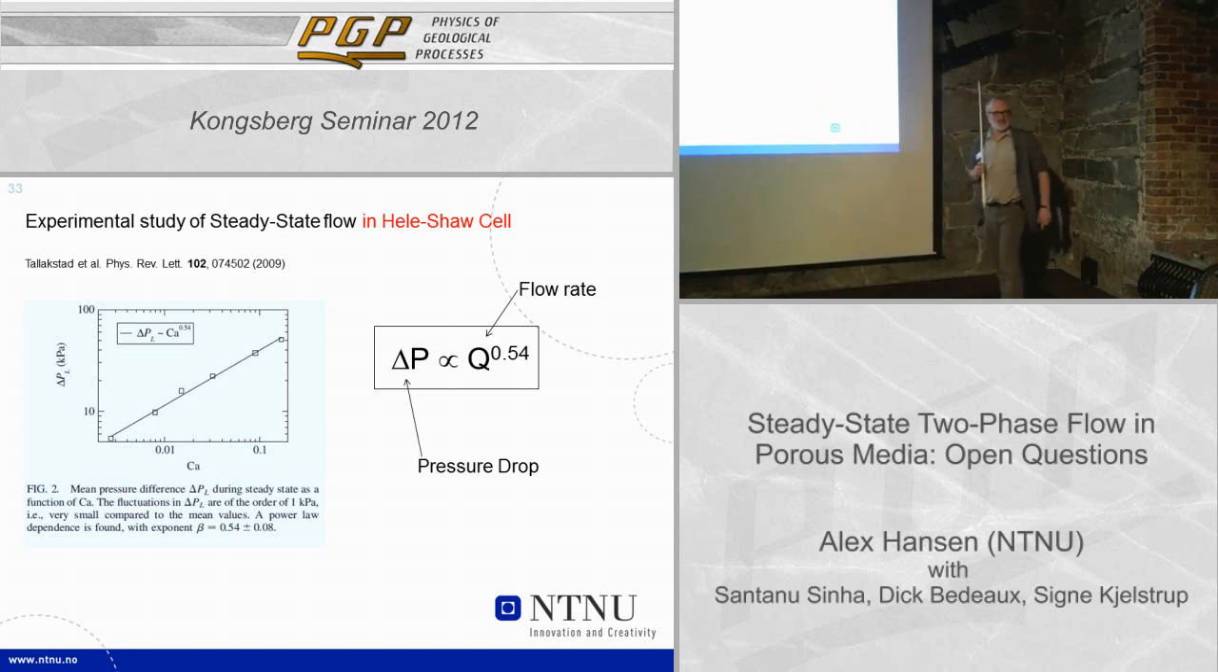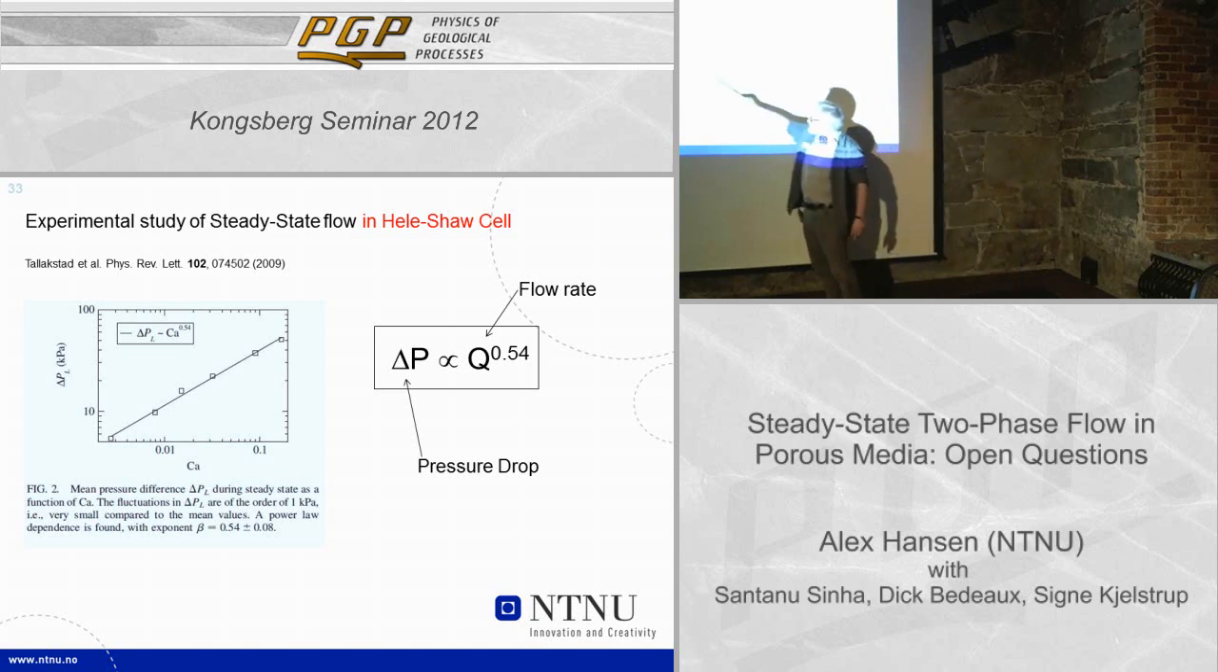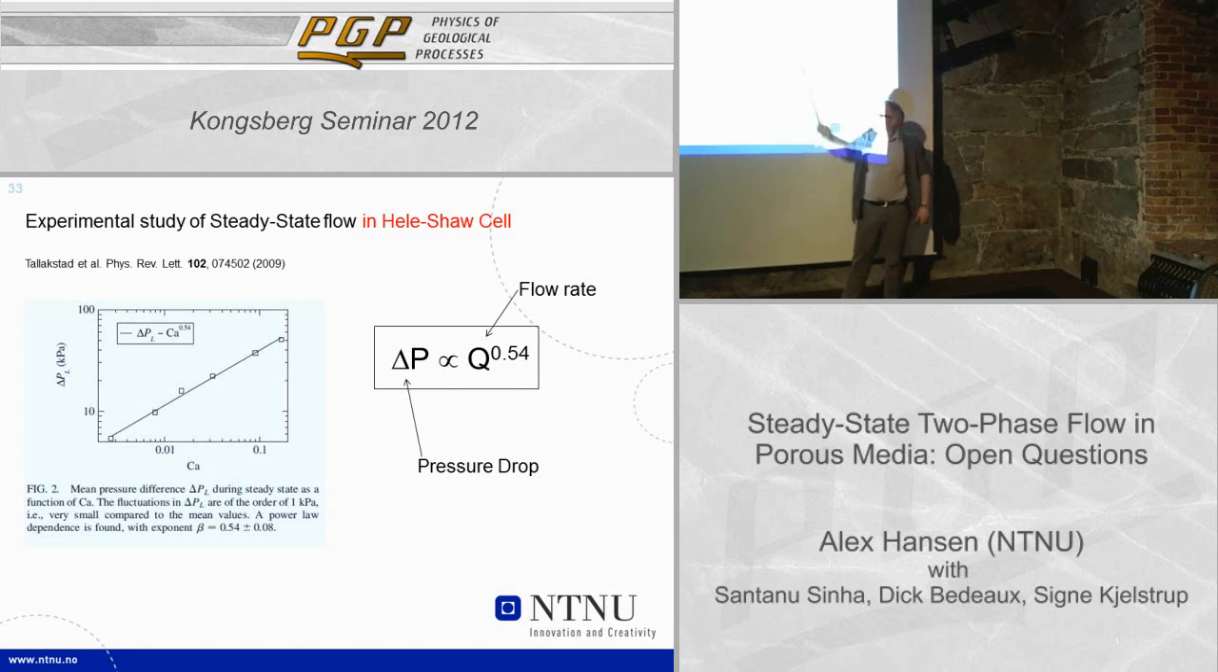Here is an experimental study from the lab of Måløy again, where they have measured pressure difference of the system against capillary number, namely how fast they inject. And they find that they follow a straight line on a log-log plot. And that translates into the pressure difference going like the flow rate to an exponent that they measure of 0.54. This is experimental.